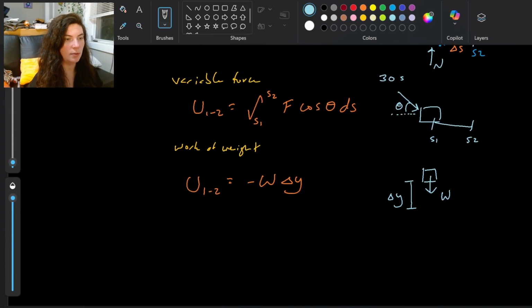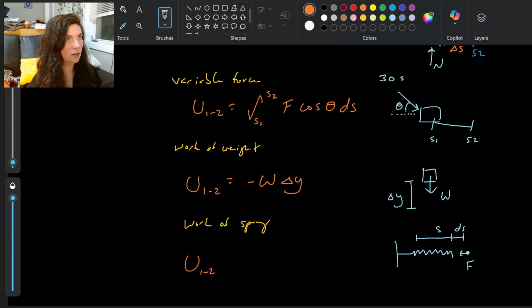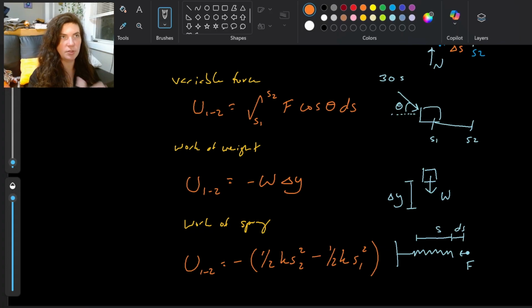And then finally, our last special case that may come up is going to be a spring force. So if we have some force acting on a spring, ds, have that force of the particle pushing in on the spring. Our work of a spring is going to be, and you might remember this spring formula from back in physics, you might not, work to move it from 1 to 2 is going to be negative for springs, 1/2 k S2 squared minus 1/2 k S1 squared. S2 is your final position, S1 is your initial position. And this is all negative work for a spring force.